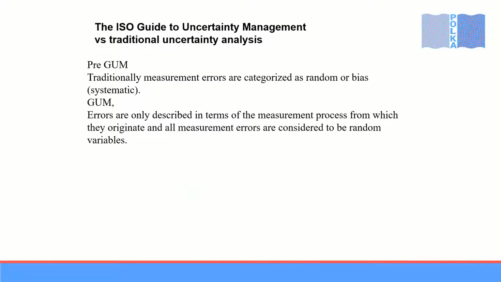Okay, so I will say a few words about the ISO Guide to Uncertainty Management, which is a document that you can find. And it's abbreviated with GUM here. So before this, we used to talk about random or bias systematic errors. And they sort of abandoned this in the guide. But I think they didn't move that far. But they only describe them in terms of the measurement process from which they originate, and all measurement errors are considered to be random variables. That is, to be able to combine the effect of the two.